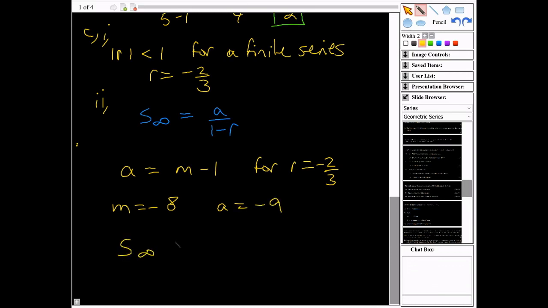Therefore, our sum to infinity is going to be negative 9 divided by 1 minus negative 2/3. So that is going to be negative 9 over 1 plus 2/3, which is going to give me 5/3. So therefore that is going to be negative 27 over 5. And I think I should just leave it as a fraction like that.